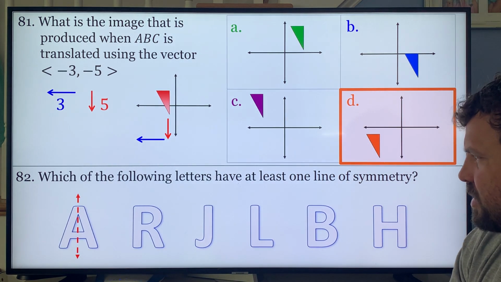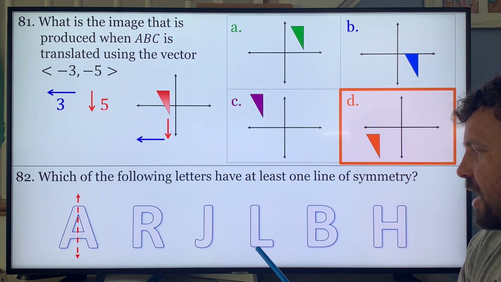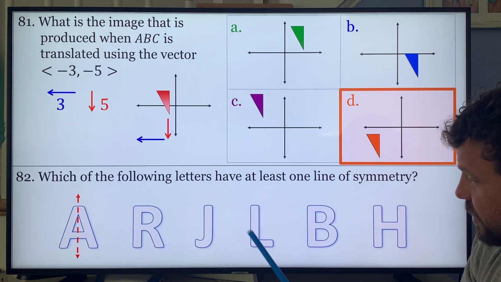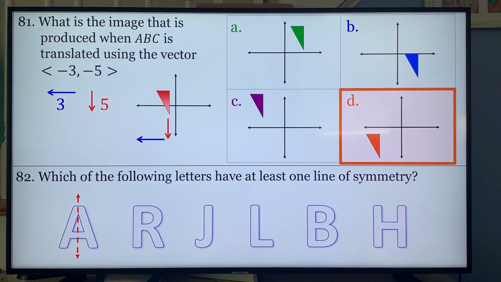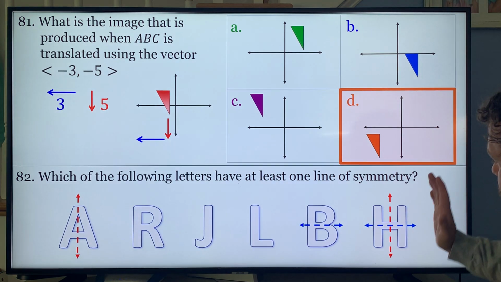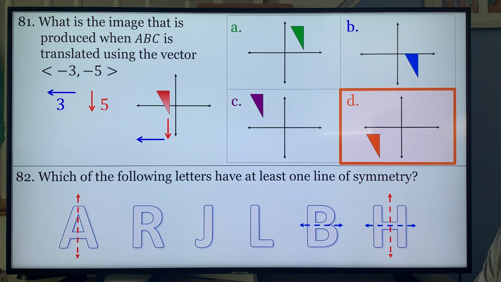R, no line of symmetry. J, L, if it was a lowercase l, yes, but not a capital L. B actually does. You can cut a B like this and fold the top of the B over. What about H? H does. Actually, H has two. You can fold it over and you can fold it up and down. Okay? So that is symmetry. The line of pretty much reflection.